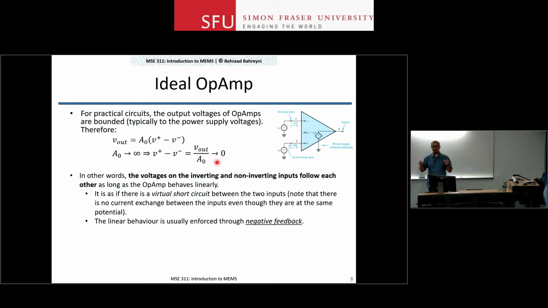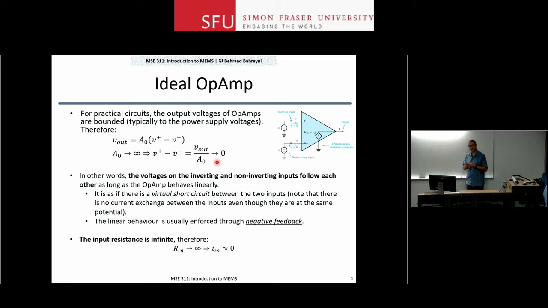You have to have negative feedback from the output to the input of your op-amp as you go through the loop and then come back, in order for the op-amp to behave linearly. Once it behaves linearly, you have that gain equation that applies, and therefore the 2 voltages on the inverting and non-inverting inputs will follow each other.